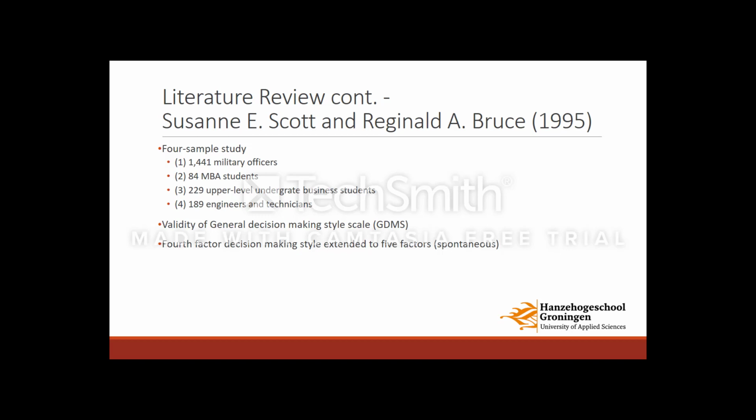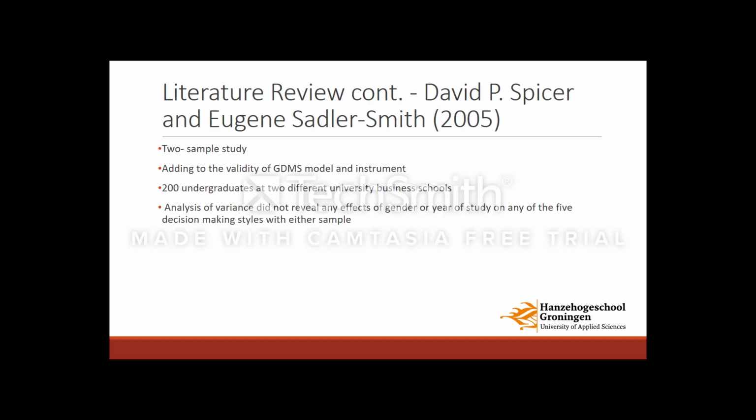With their research, they proved the validity of the General Decision-Making Style Scale, so the GDMS, and lay out a foundation or the basis for this research project. However, they were working with a 4-factor decision-making style, which they eventually extended to 5 factors by adding the spontaneous decision-making style. Continue with the second article of Spicer and Sadler-Smith research in 2005.